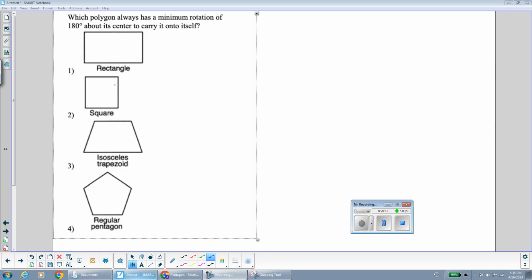Last question. You might want to pause the video and try it out yourself. Which polygon always has a minimum rotation of 180 degrees about its center to carry it onto itself? So a square, 90 degrees would put it back to itself. So it's not square. That would just be one rotation 90 degrees and it would look the same. Isosceles trapezoid, if we do it 180 degrees, it'll be upside down. It won't look exactly the same.